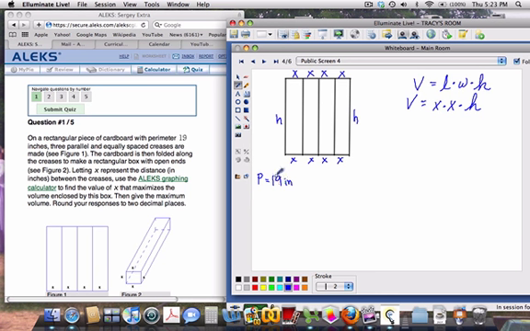Let's write the perimeter. So each one of these pieces is x, so if you add them all together that gives you 4x. Plus 4x, so that's 8x's, plus twice the height. If you add all those together, that equals 19. Now we're going to take this equation and solve it for h, so that we have an expression for h that has just x in it. So we're going to subtract 8x from both sides, and you're going to divide both sides by 2.